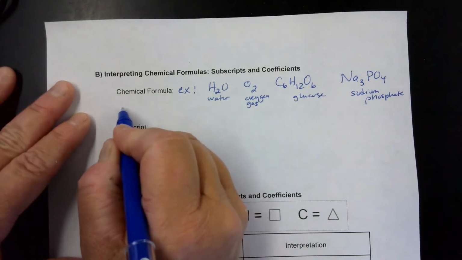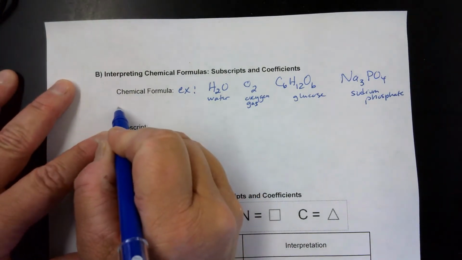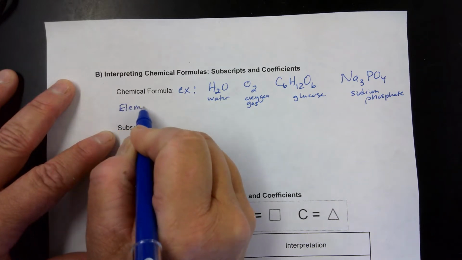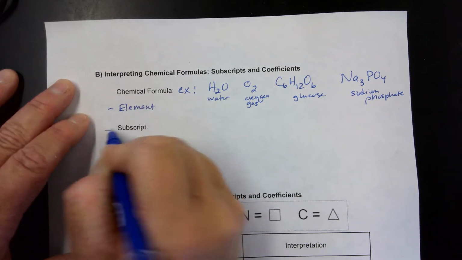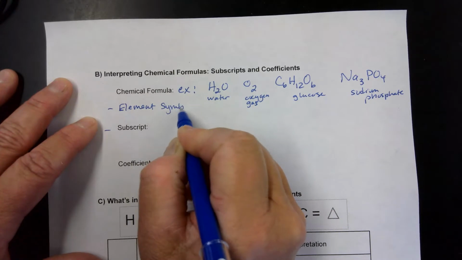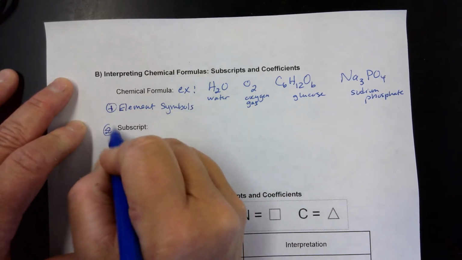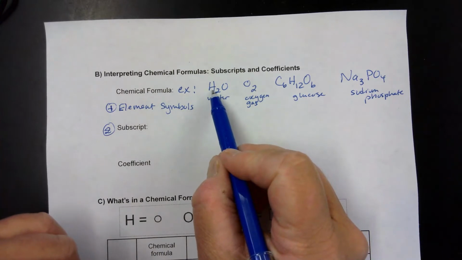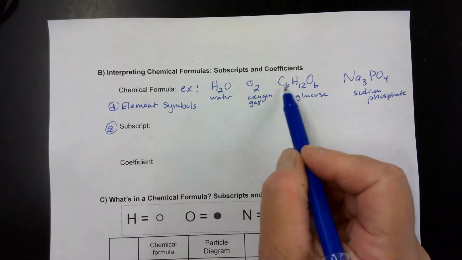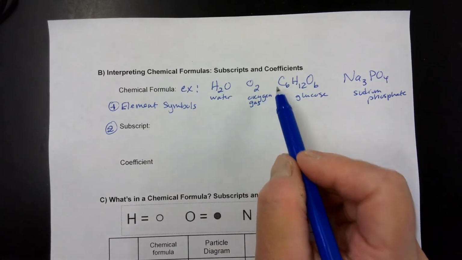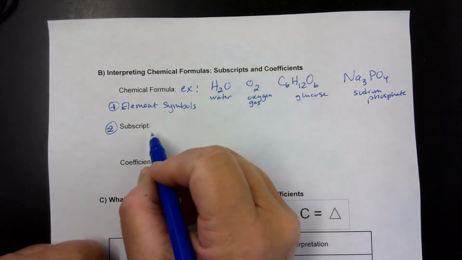The first thing that's in there, and that I forgot to write in here, is the element symbol. Okay, so a chemical formula has number 1, element symbols, right? The H for hydrogen, the O for oxygen, the C for carbon. So that's the first thing that has to be in a chemical formula.